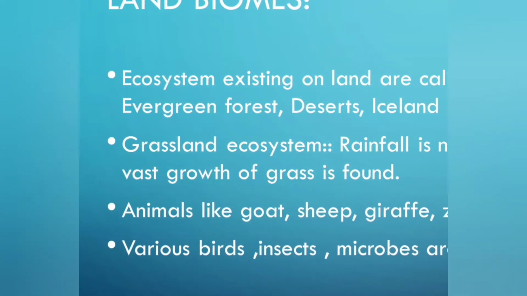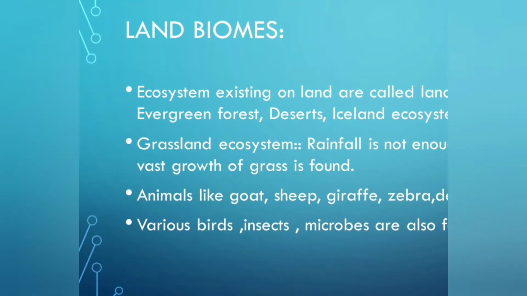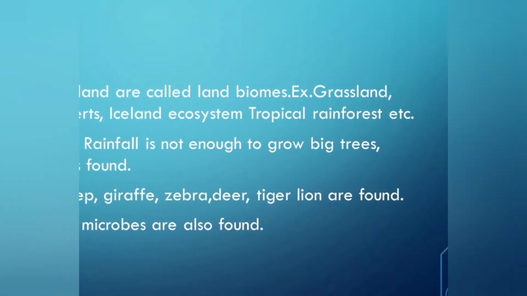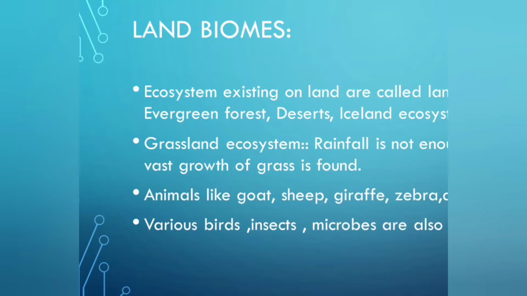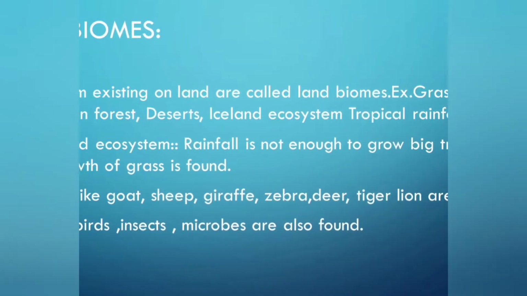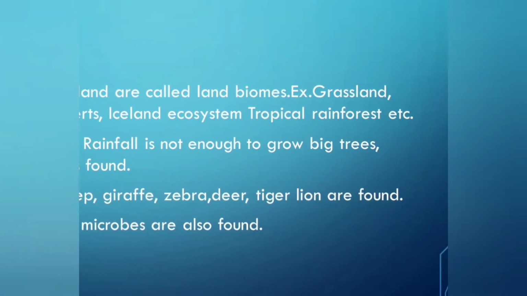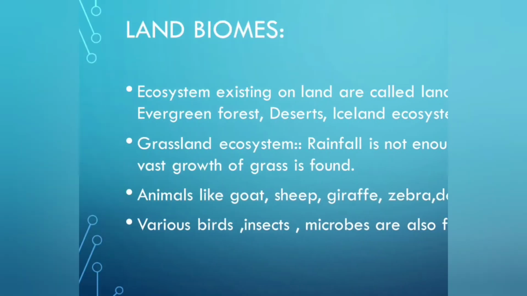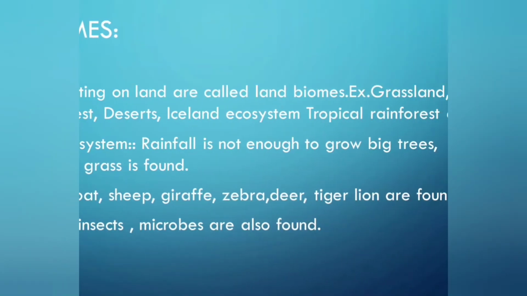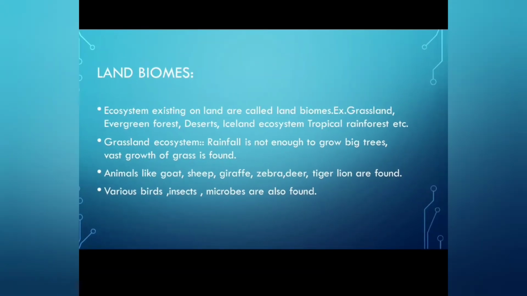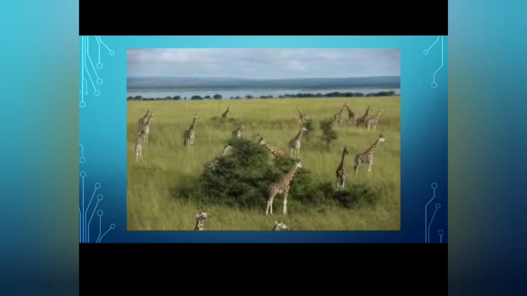Grassland ecosystem. Let us study some characteristics of the grassland ecosystem. Rainfall is not enough in this ecosystem to grow big trees, and hence a vast growth of grass is found. Animals like goat, sheep, giraffe, zebra, deer, tiger, lion are found in this ecosystem. Various birds, insects, microbes are also found here. Here in this picture, you can see the grassland ecosystem.